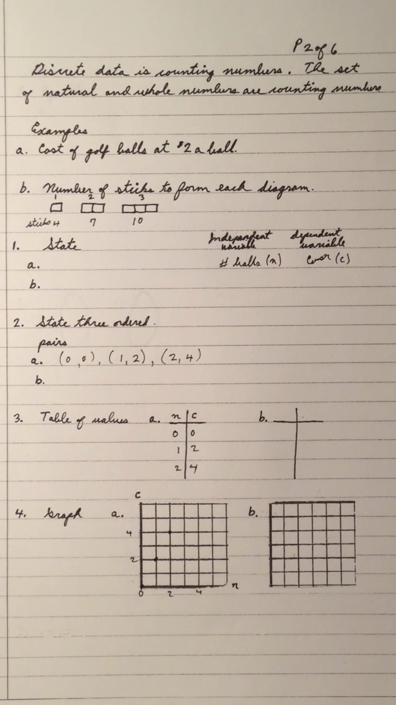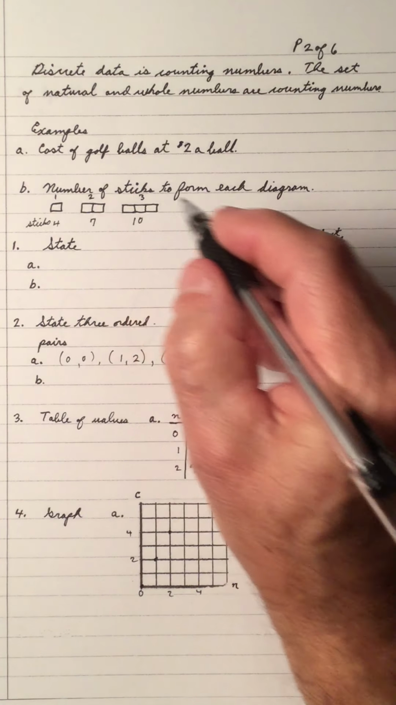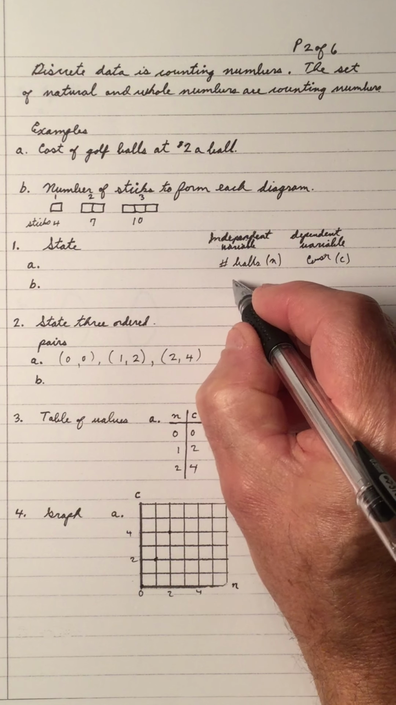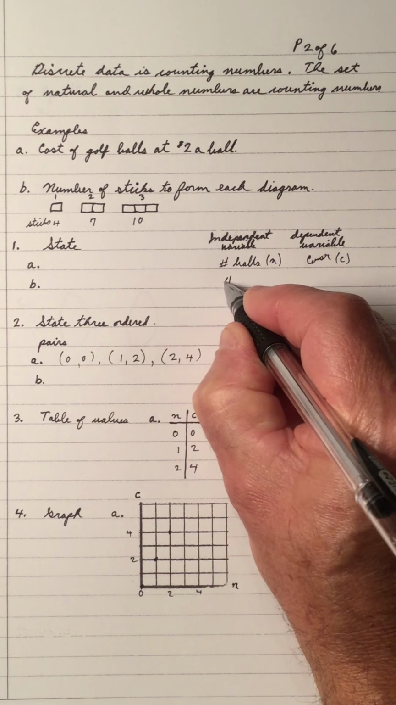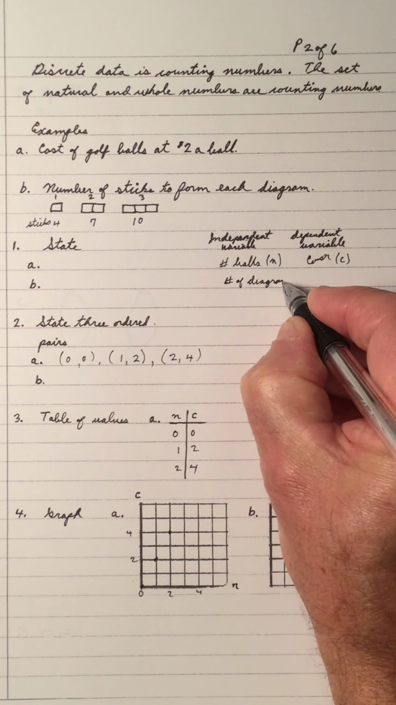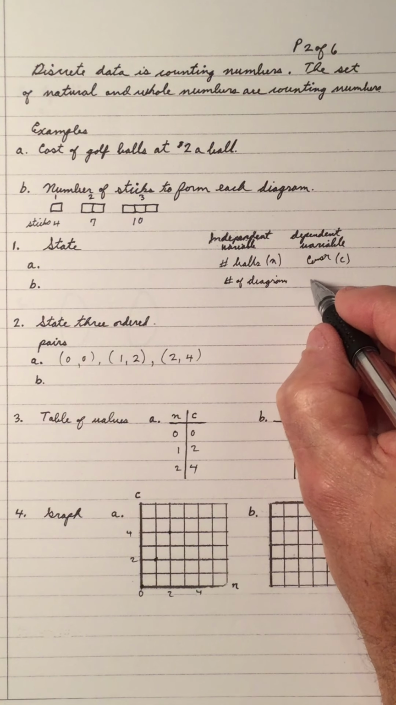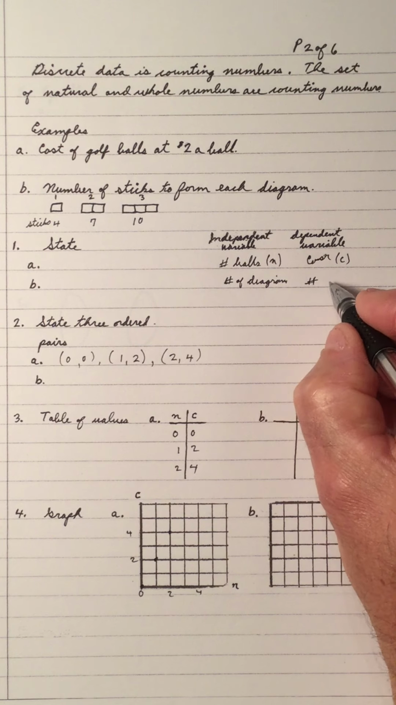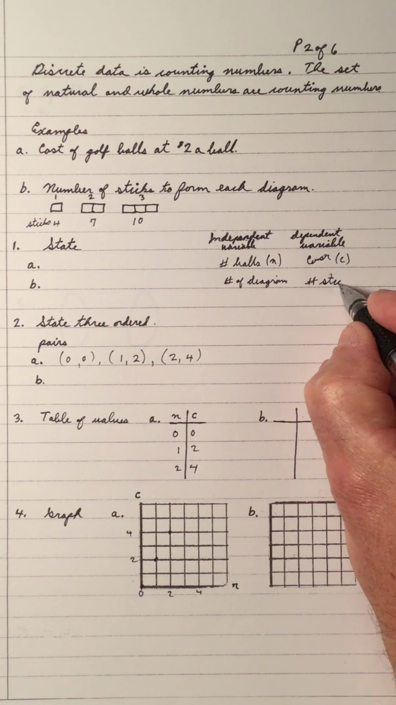So the independent variable would be the diagram number, the number of the diagram, as in the first diagram, second diagram, etc. And the dependent variable would be the number of sticks to form that diagram.